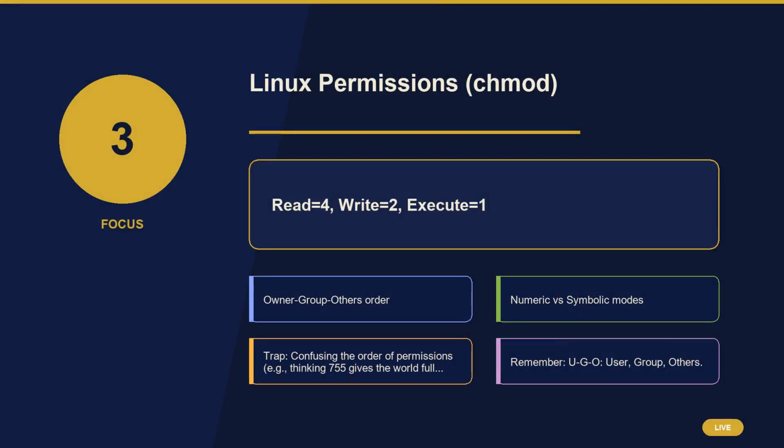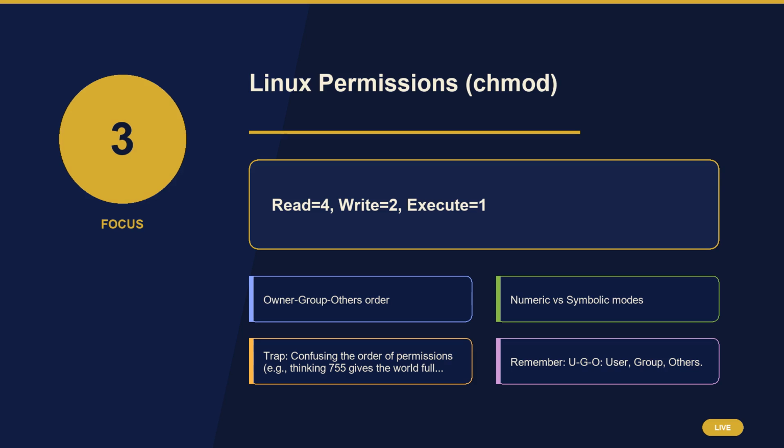Imagine a library book where you can either read it, write in the margins, or use the instructions inside to build something. In Linux, we represent this with numbers: 4 for read, 2 for write, and 1 for execute. The mistake is trying to memorize every combination instead of just doing the math. If you see chmod 755, just think 7 is everything, 5 is read and execute.